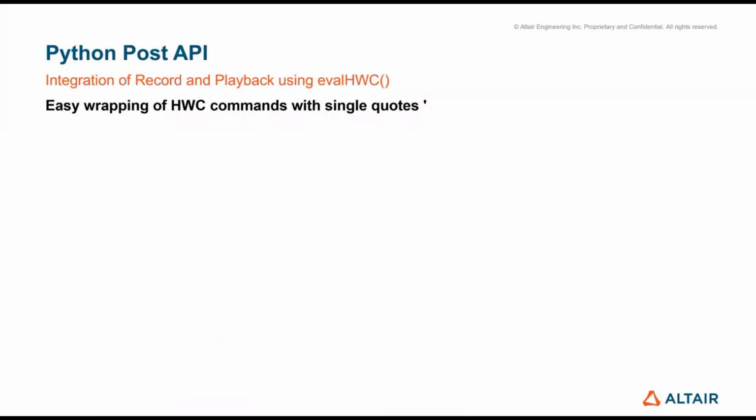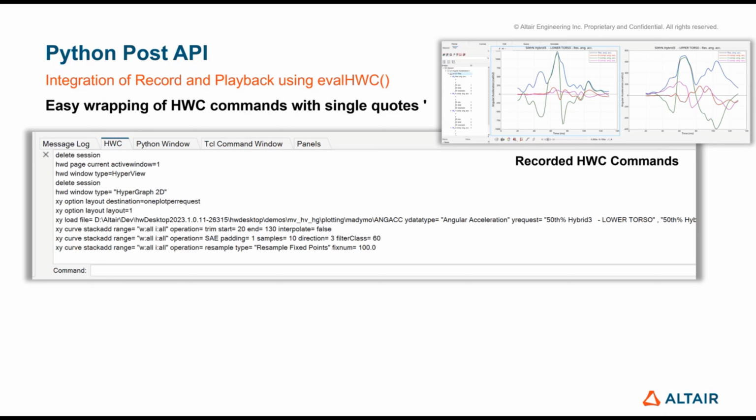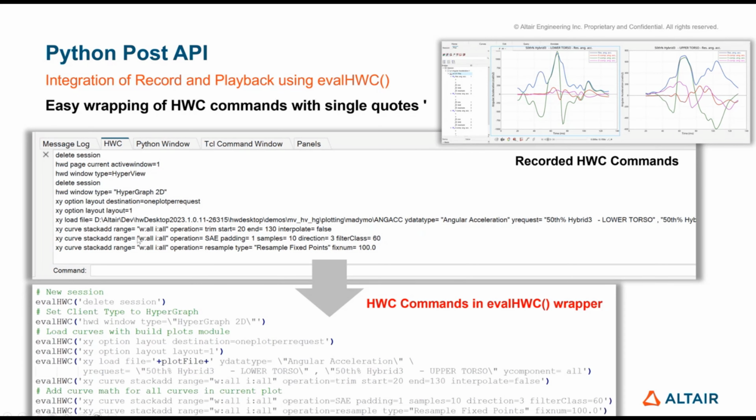So the first thing I want to show, the integration here with eval HWC. So you can use the HWC wrapper and include the stuff in single quotes. Why I show this here in HyperGraph? We have no build plots yet covered. So I just loaded with the more normal build plots generator a bunch of requests and components and created some plots. And this is the stuff which is recorded. I can easily throw this in the eval HWC wrapper.